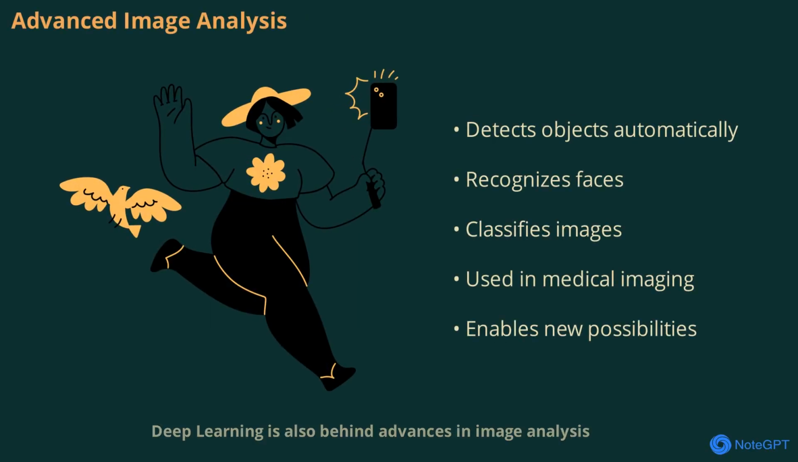Deep learning is also behind advances in image analysis. Its neural networks can automatically detect objects, recognize faces, and classify images with high accuracy. This technology is used in medical imaging, security systems, and social media platforms. By learning from vast amounts of visual data, deep learning models can identify subtle features and patterns that are difficult for traditional machine learning to spot. The result is more reliable and sophisticated image recognition, enabling new possibilities in healthcare, safety, and entertainment.